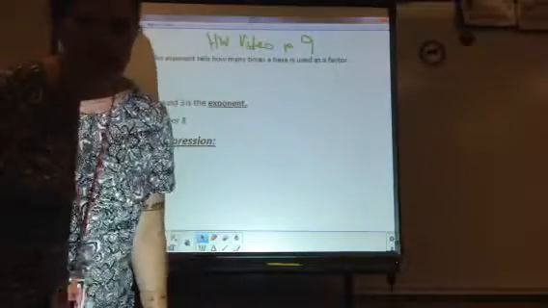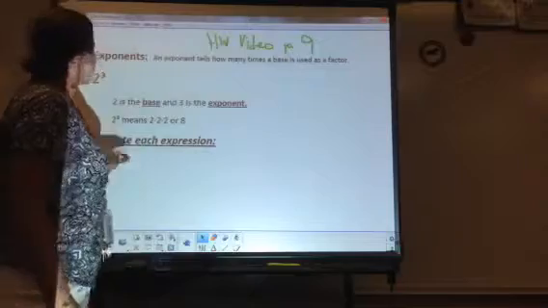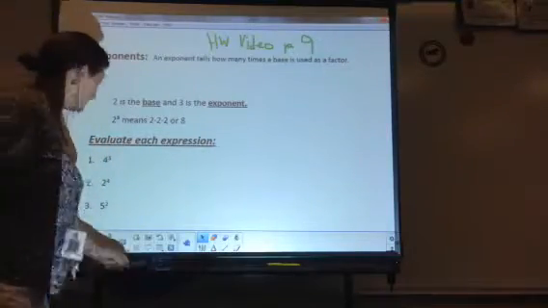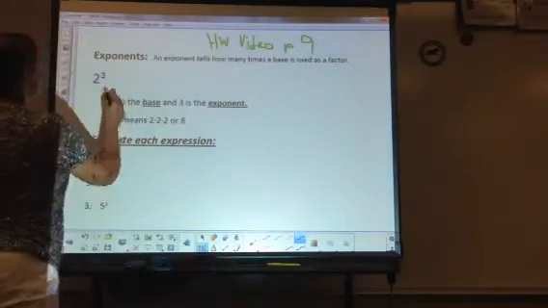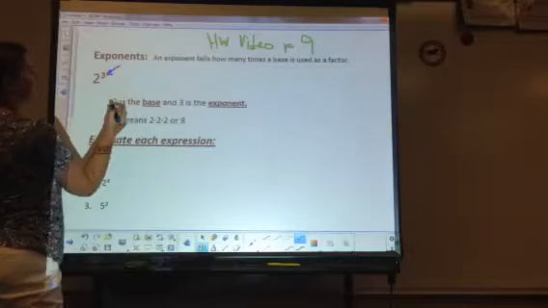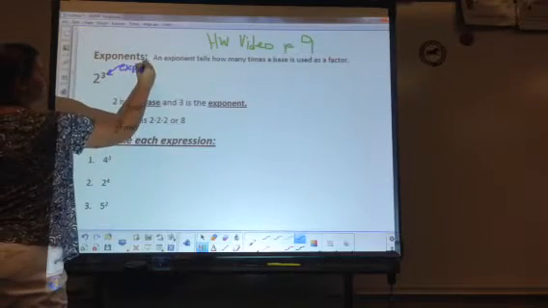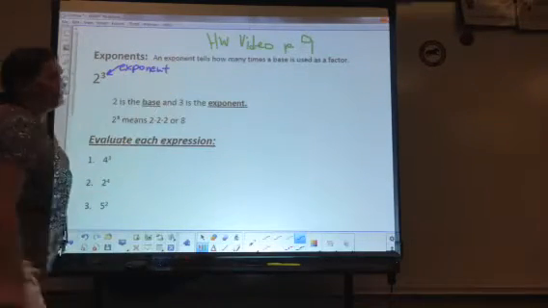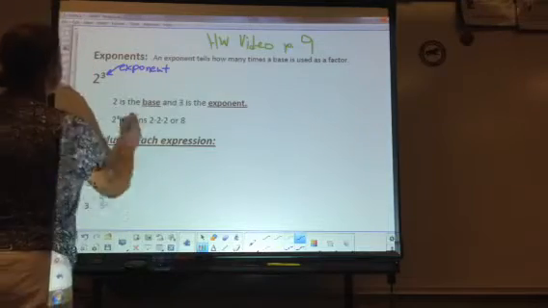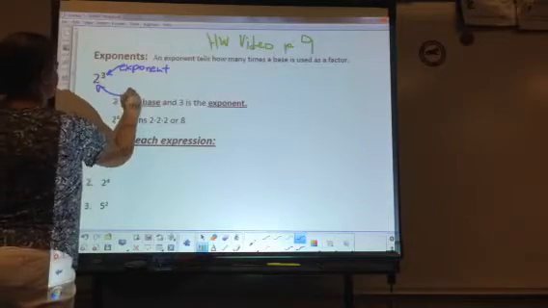We're talking about exponents. Exponents are these little bitty numbers right here. So on page 9, I want you to draw an arrow to that little bitty 3, and I want you to write exponent. The big number right here is called the base.